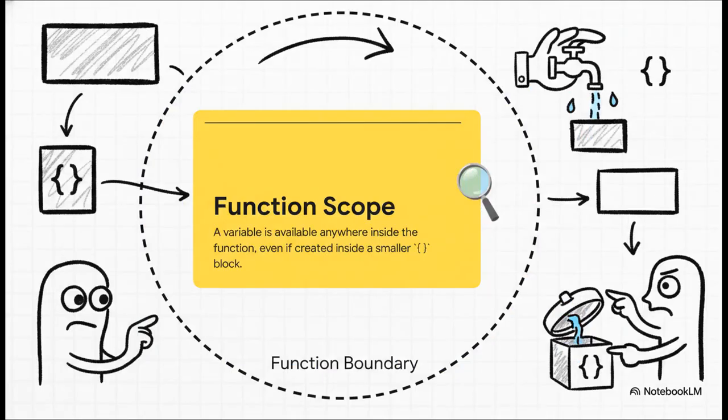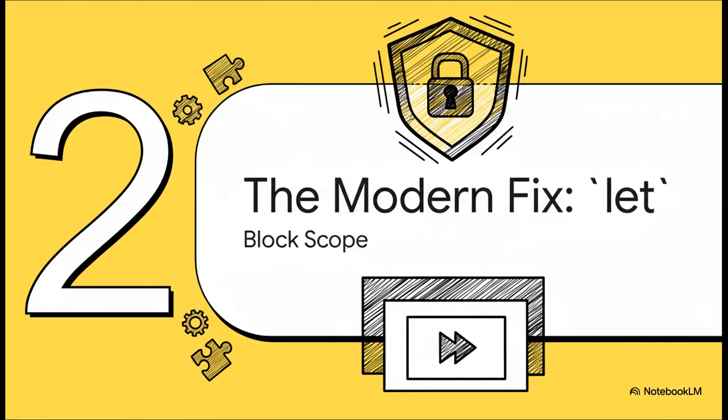So, to put a fine point on it, here's the formal definition. var just doesn't care about the curly braces you see in if statements or for loops. Its only boundary is the entire function it lives in, and that leaky behavior is exactly what modern JavaScript set out to fix. So, how'd they fix it?